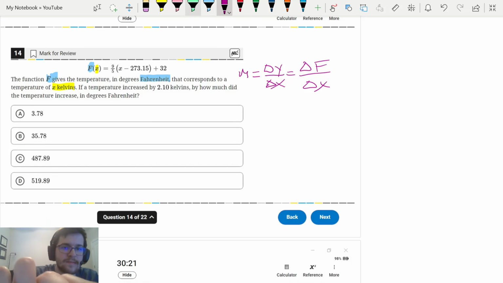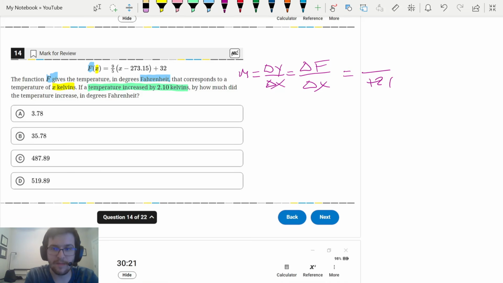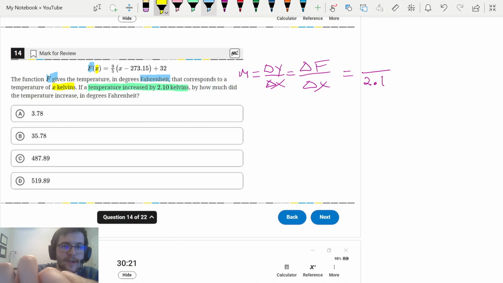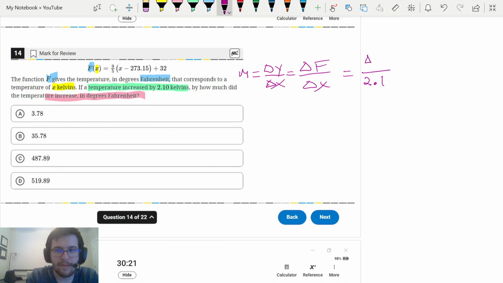And now it says the temperature increased by 2.1 kelvins. So because it says increased, we're going to put positive 2.1 kelvins in the denominator, because remember, X is the kelvins. So positive 2.1, okay? If it said decreased, we would put negative 2.1, but it doesn't. It says increased, so we're going to put 2.1. And it wants us to find the change or increase in Fahrenheit. So I don't know what that is, so let's call it delta F.